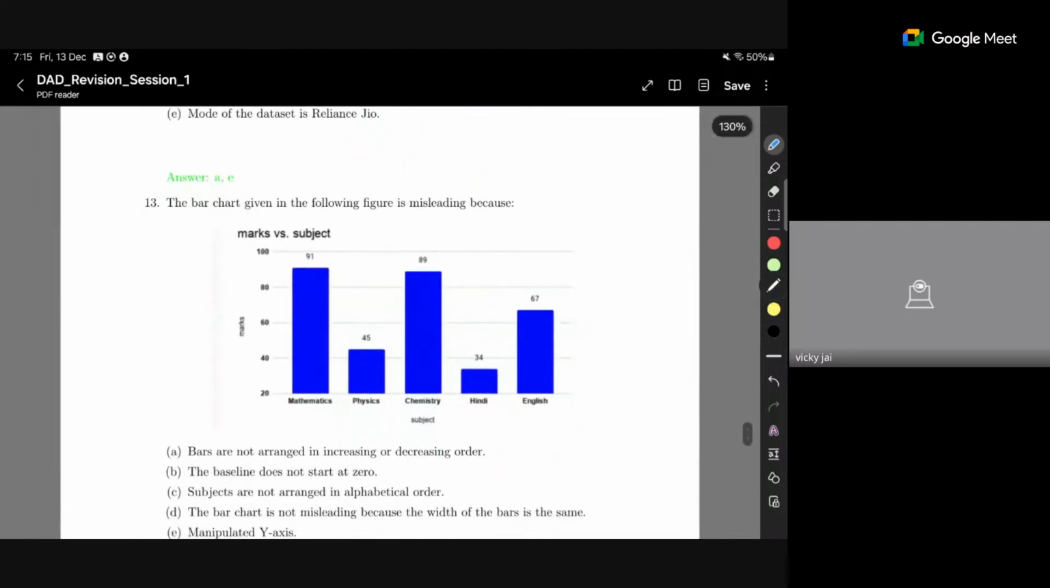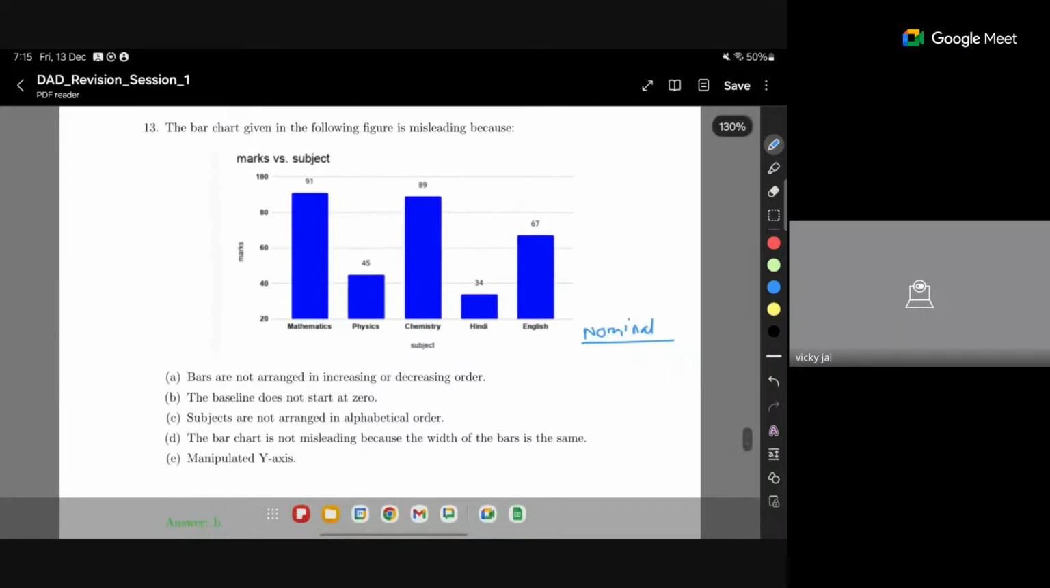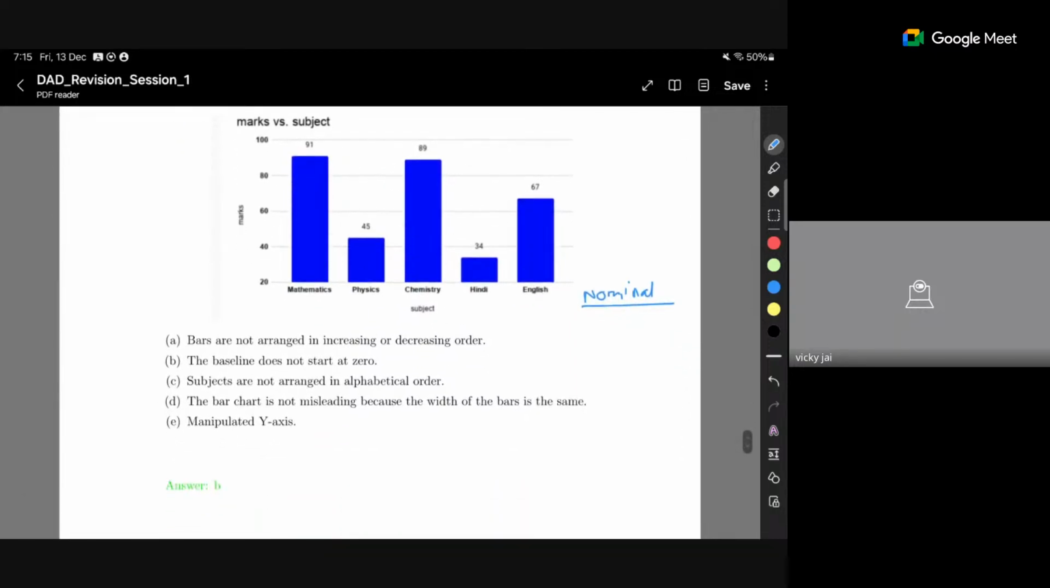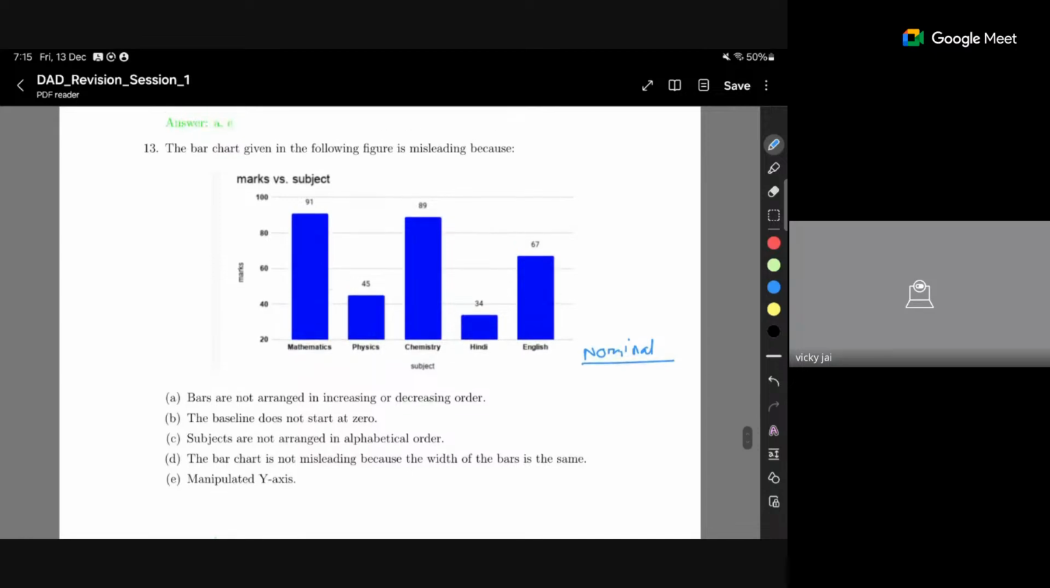Okay, so the bar chart is there. This kind of data of different subjects is nominal data, right? Because you can't order subjects. There is no priority of order. When you give an exam, every subject is equally important, right? Or even otherwise it is equally important. Okay, bars are not arranged in increasing or decreasing order.